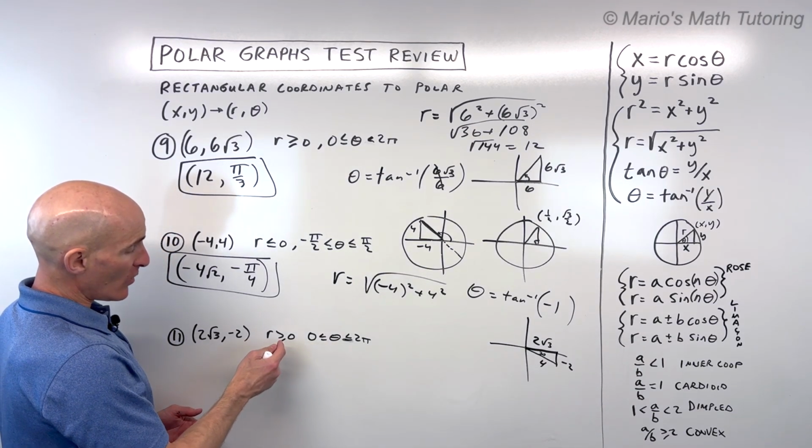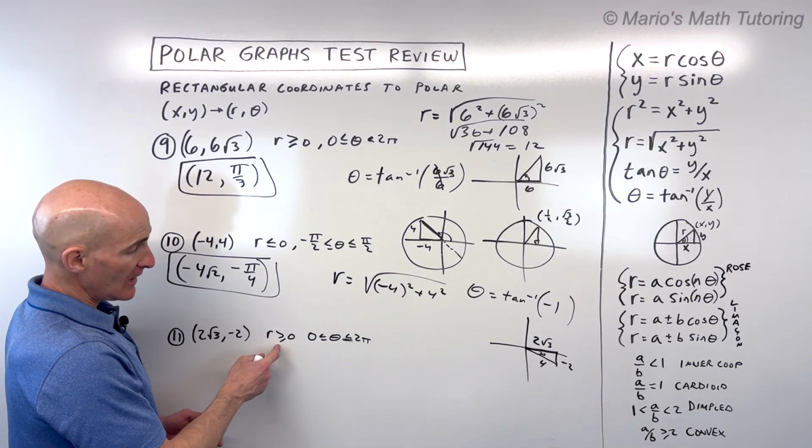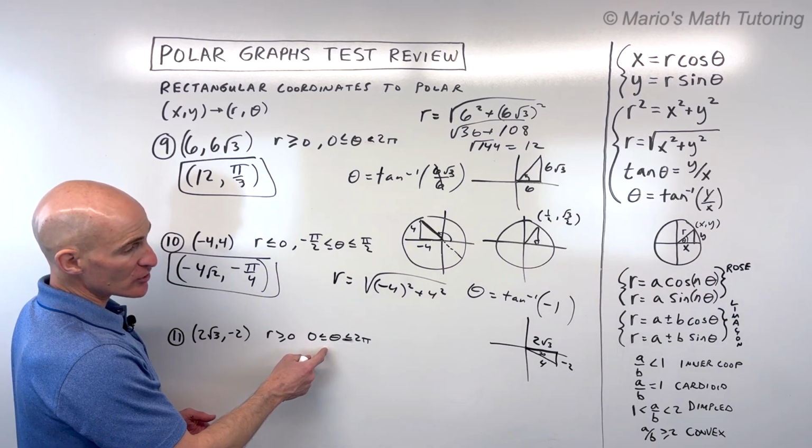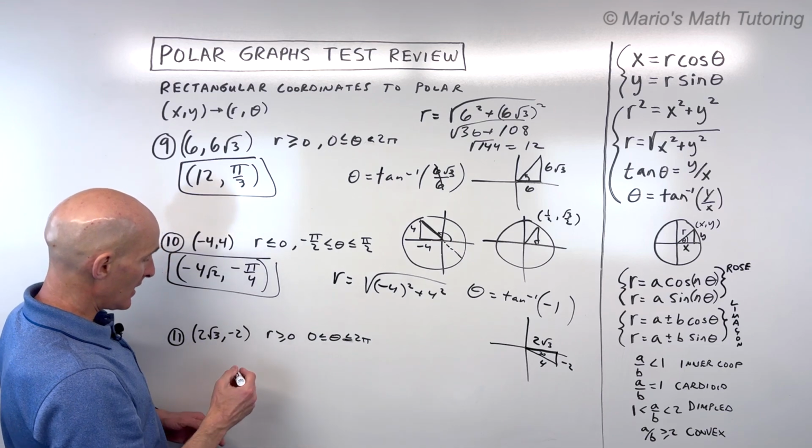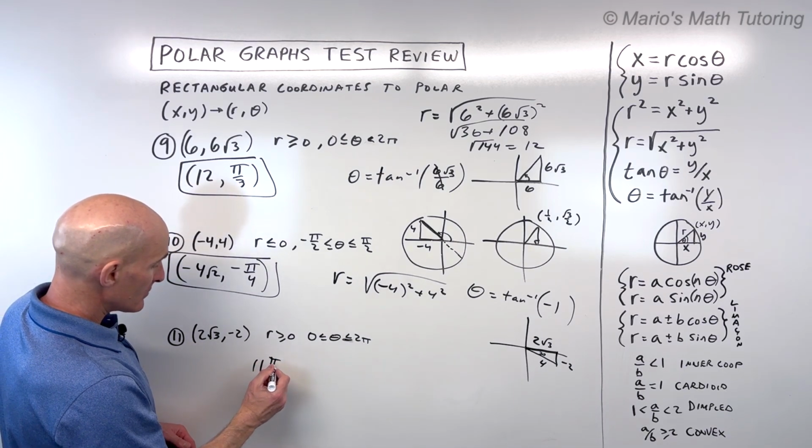Now in this case, it wants us to have a positive r value and a positive angle between 0 and 2 pi. So I could make this angle 11 pi over 6, okay? So that's our angle, 11 pi over 6.